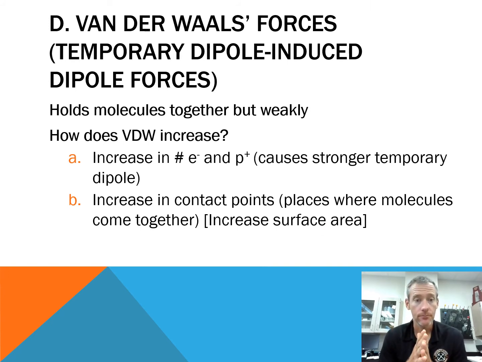So how does VDW increase? An increased number of electrons and protons causes a stronger temporary dipole. And you can increase VDW forces by contact points, surface area. If you have more surface area around a molecule, you'll have more contact points and thus a stronger force. Therefore, a higher boiling point and more energy to break the molecules apart from each other.